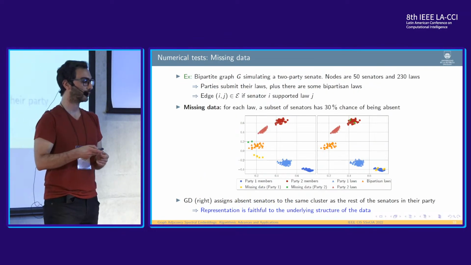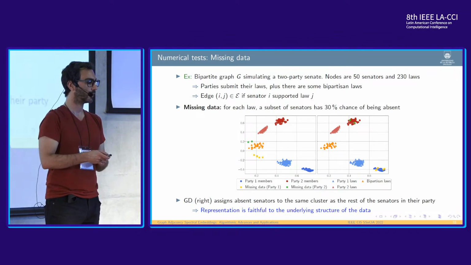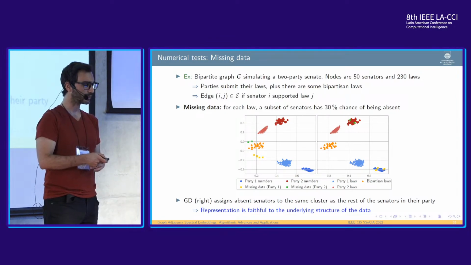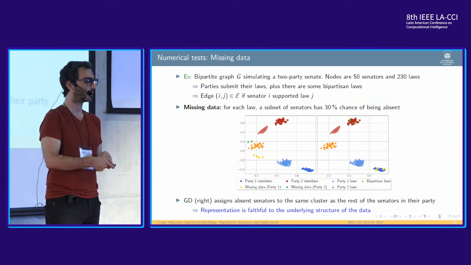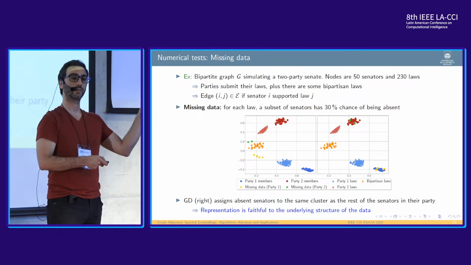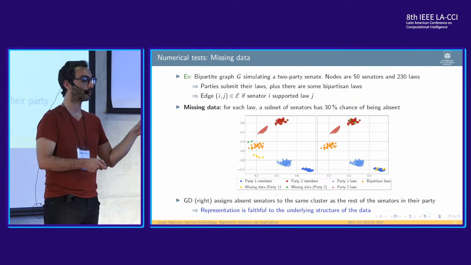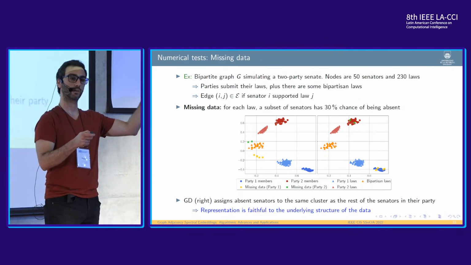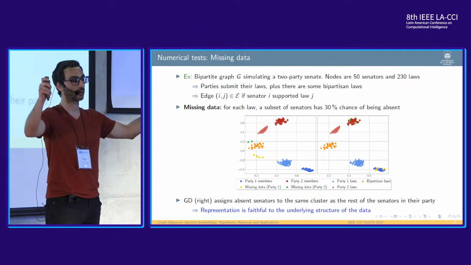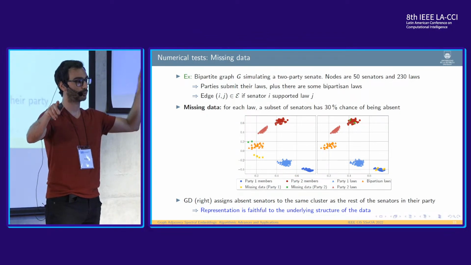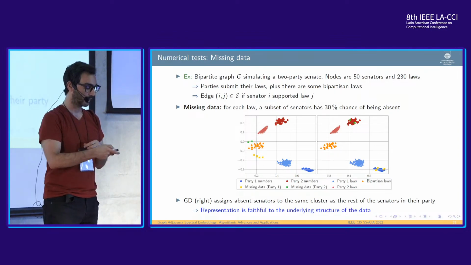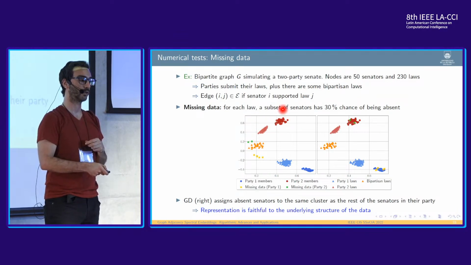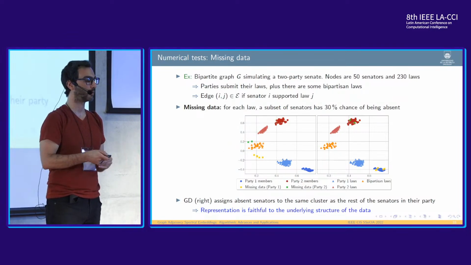So let me show a couple of examples. Maybe I will skip this or go very fast through this. This is an example where we have senators from two parties and some laws. So this is a bipartite graph. Senators in the one part and laws in the other part, and you have an edge between the senator and the law if that senator voted for that law. And we have laws that are from the red party and laws that are from the blue party, and some laws that are in the middle, the bipartisan laws.